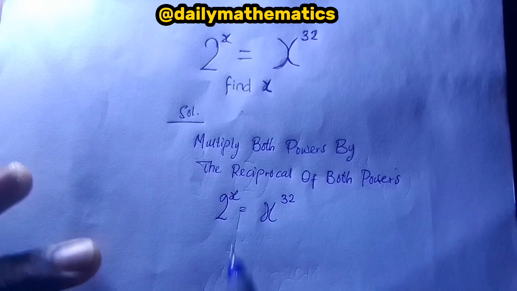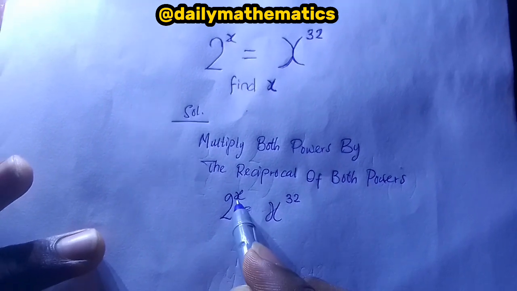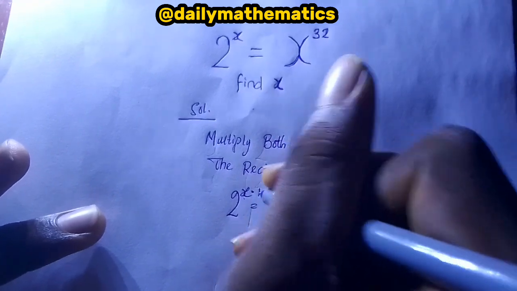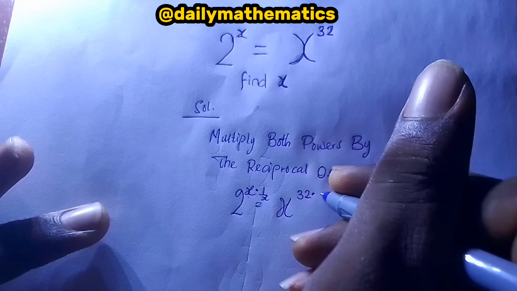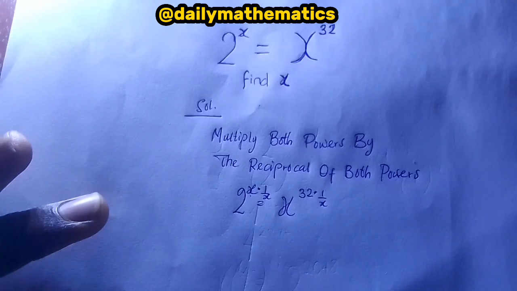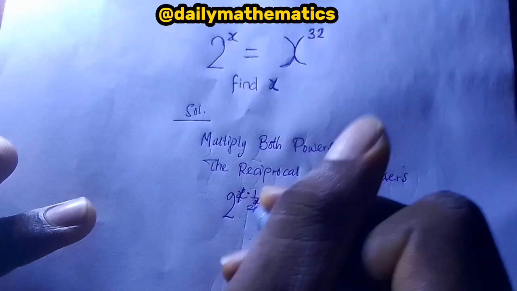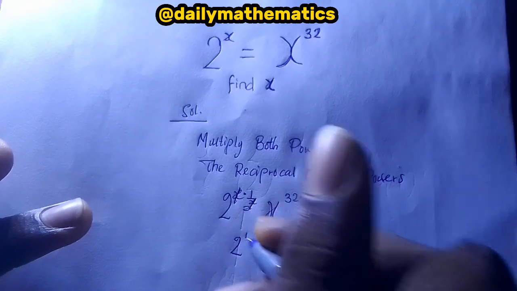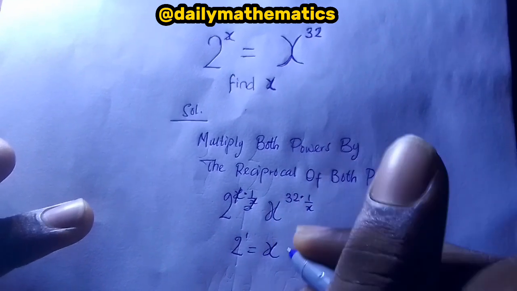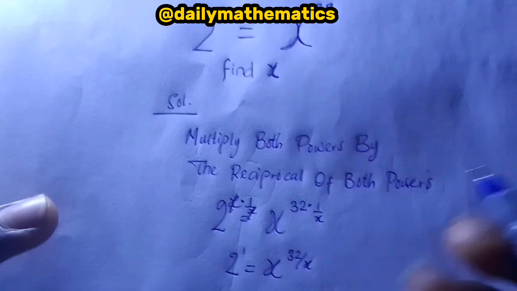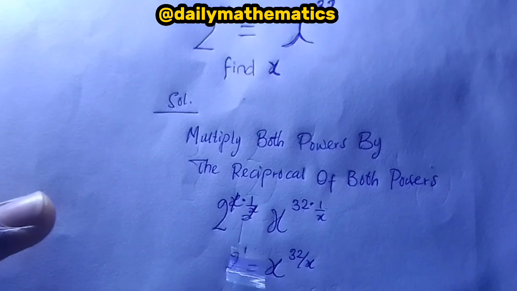So we can start with this power here, x. If we want to multiply it, we can start by multiplying this by 1 over x, and multiplying this by 1 over x first. So we multiply both powers by the reciprocal of both powers. From here, x cancels x. We have 2 raised to the power of 1 equals x raised to the power of 32 times 1, which gives us 32 over x. That's after we do it for x first.